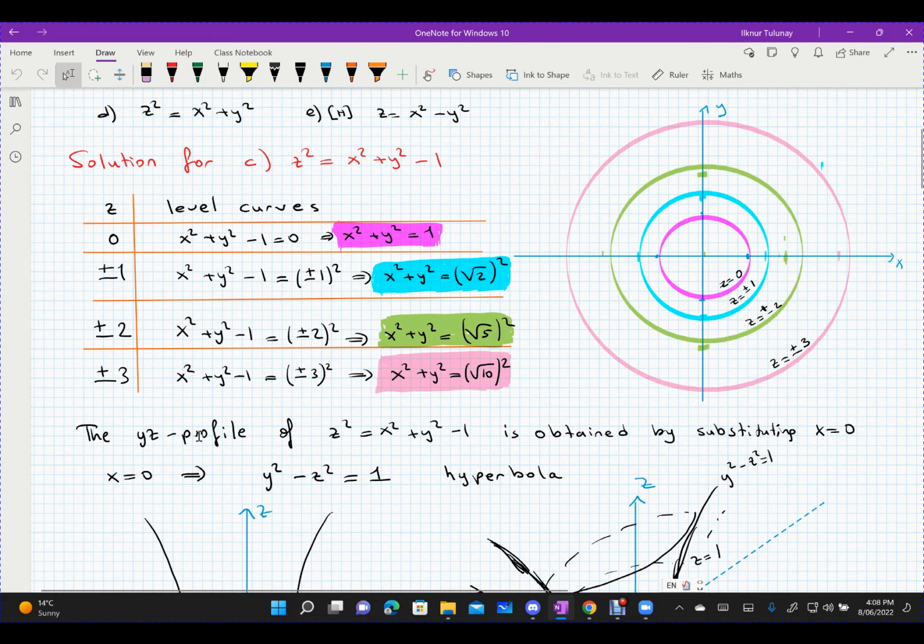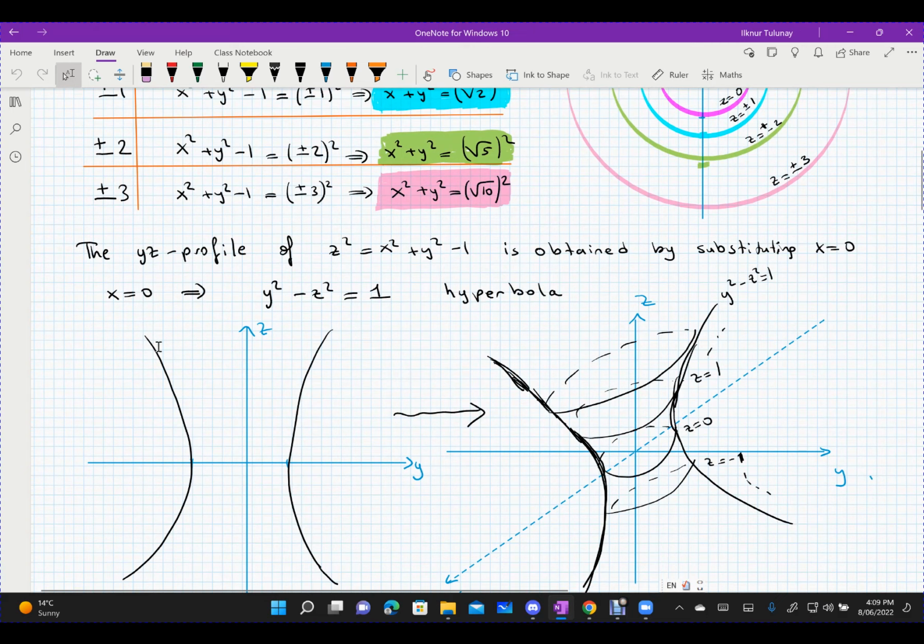Then the next task that we need to do is look at the YZ profile. How are we going to obtain it? We put x is equal to 0, and we will look at the projection of the surface on the YZ plane. If you put x is equal to 0 in the equation, we have y squared minus z squared is equal to 1. This is a hyperbola equation. Then on the YZ plane, we will have this hyperbola.